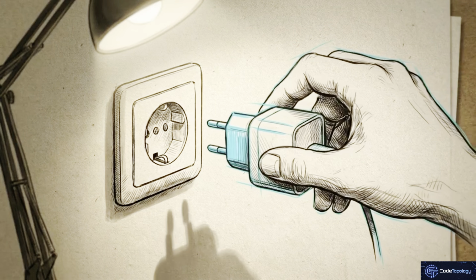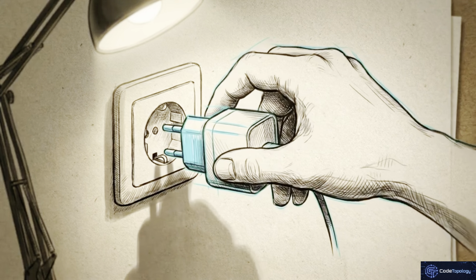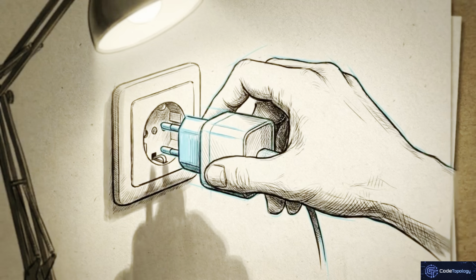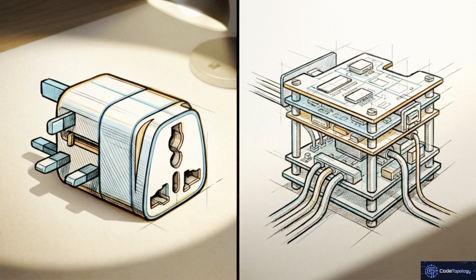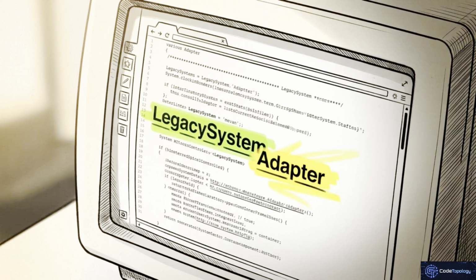Your charger stays the same. The travel adapter holds the plug inside and connects to the foreign socket without a second thought. This everyday mechanism, wrapping an incompatible interface so it can communicate with an existing one, is the basis for a software design pattern called adapter. Once you understand the mechanics of this pattern, you'll recognize it throughout production-level codebases.